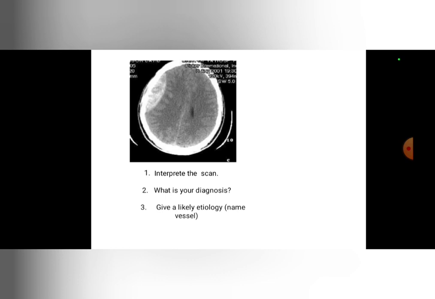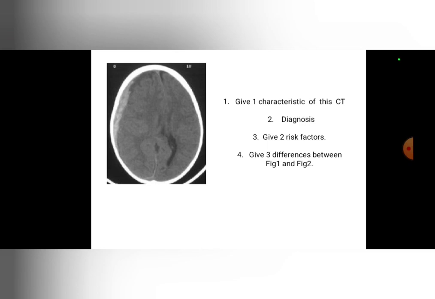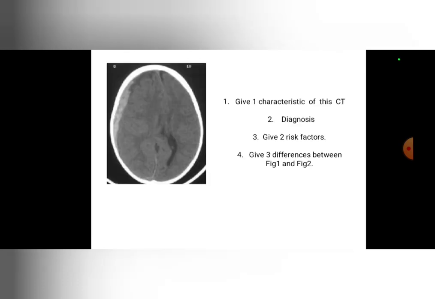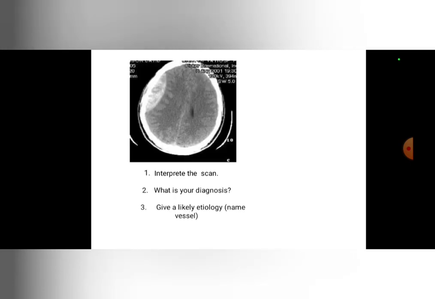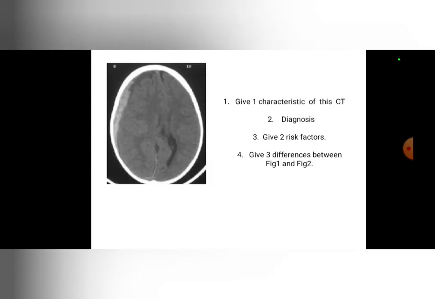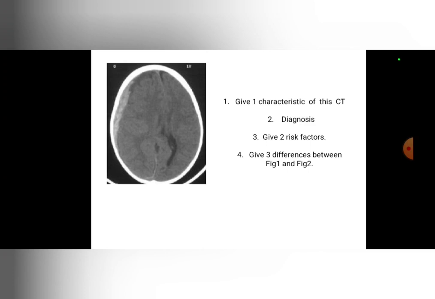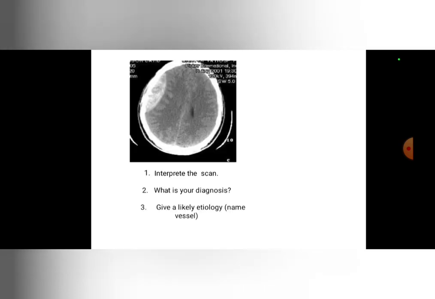That's one difference. The second difference is that this one is crescent shaped, while this one is convex shaped. So this one spans through a wider distance compared to this one. And this one has some iso and hypodensities, while this one has hyperdensity all through. So those are the different elements that you have to visualize.